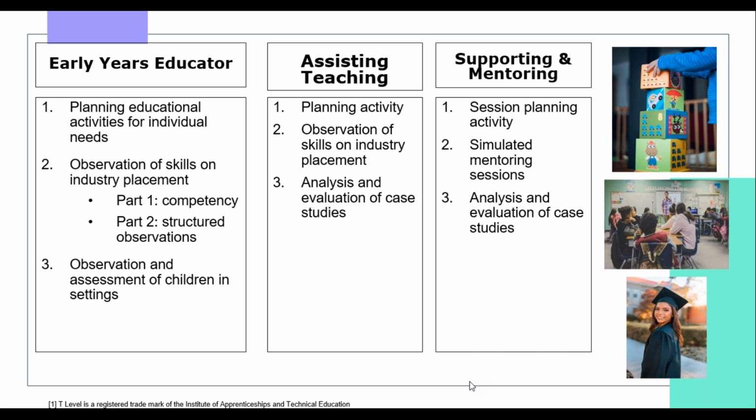So for the observation of skills on industry placement for assisting teaching, and for part two of the early years educator, those structured observations, the assessment of that will be in the second year, well within the occupational specialisms. And all of these assessments, in contrast to the A to E grading of the core, are graded pass, merit, distinction. Helen, you had a lovely diagram at the beginning of the presentation that showed that as well.